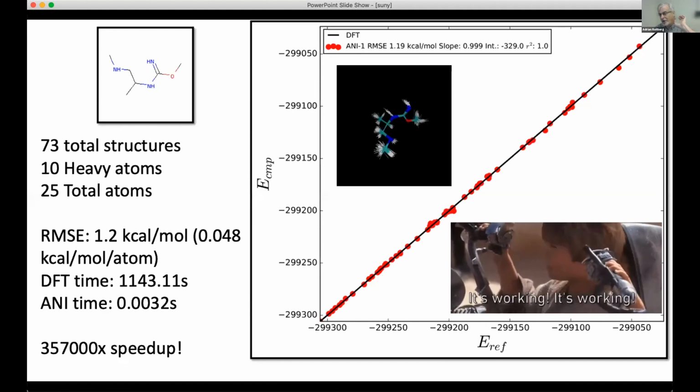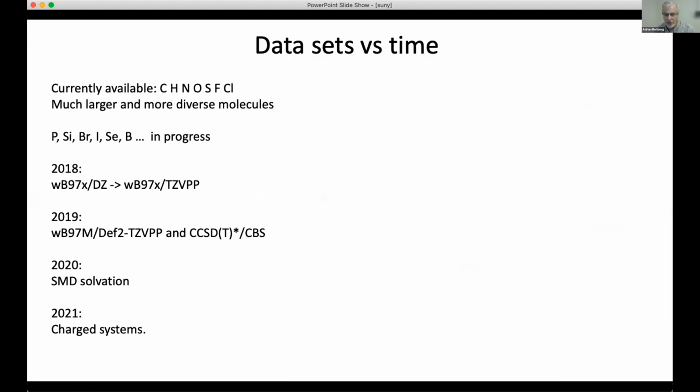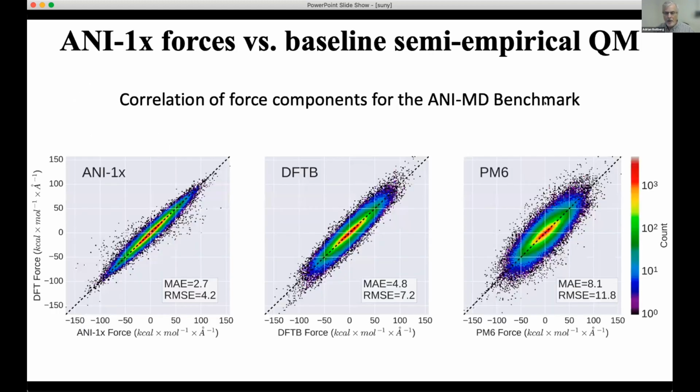And at least for the particular examples that I show you, right? And you should be skeptical. I was. I'm starting to deliver something like that. By the way, we've now gone way beyond those data sets. Now we've gone all the way to coupled cluster. We have solvation. We have charged systems, right? We have systems with way more than 8 atoms, different elements, but we can talk about that later.